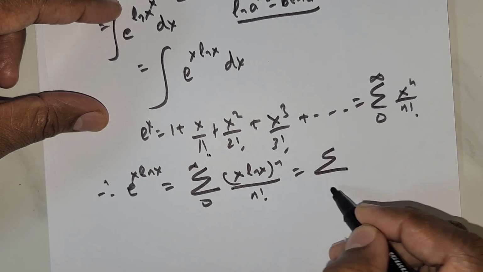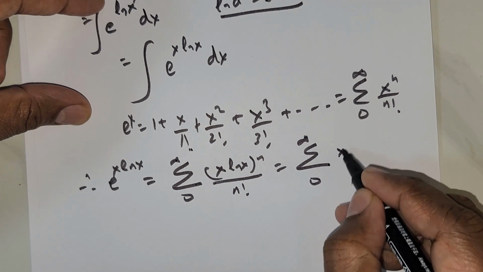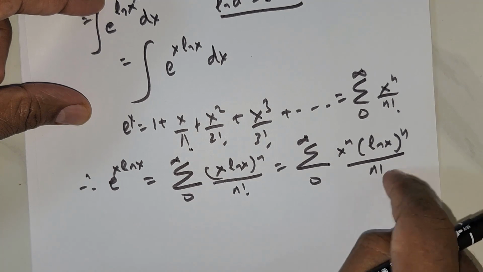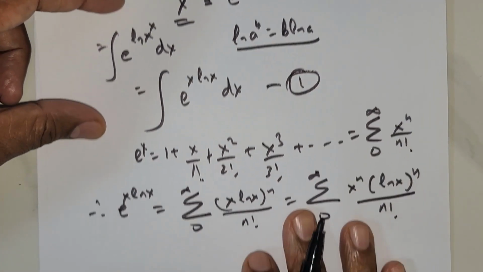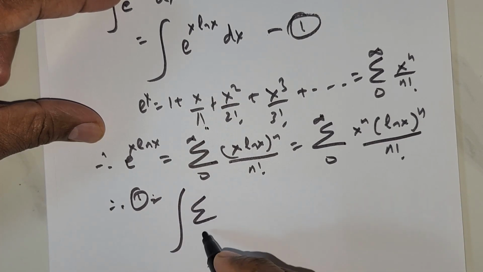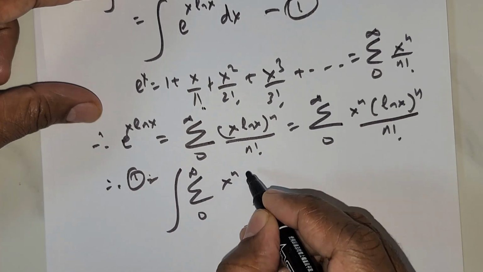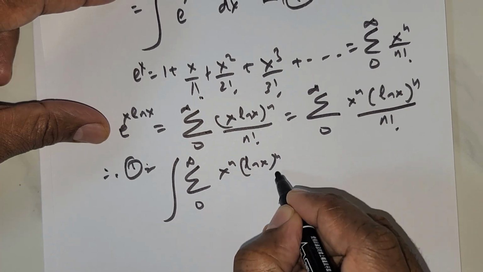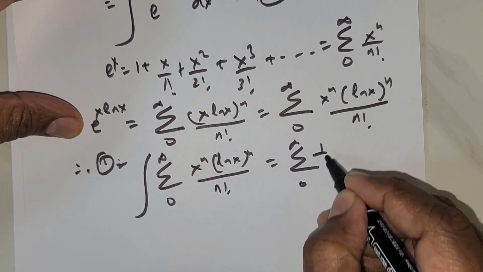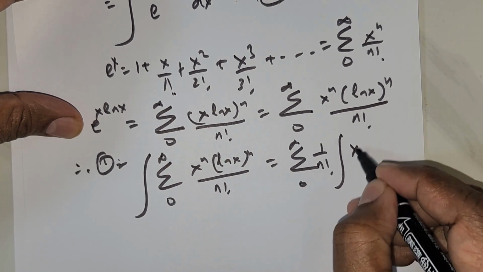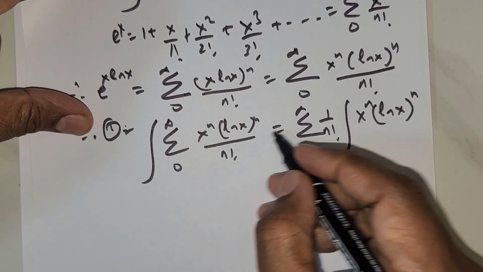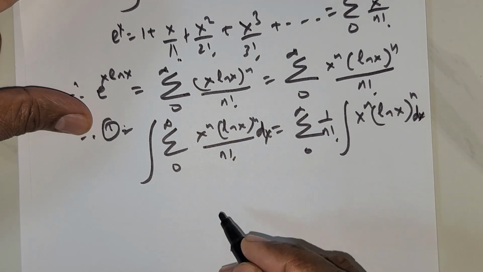Now this can be rewritten as the sum from n equals 0 to infinity of x raised to the power of n times ln x raised to the power of n divided by n factorial. So in place of this I will be utilizing this. If I take this as 1, I can rewrite 1 as the integral of sigma 0 to infinity of x to the power of n times ln x to the power of n divided by n factorial. This can be rewritten by taking sigma out: sigma 0 to infinity of 1 over n factorial times the integral of x raised to the power of n times ln x raised to the power of n. Of course you have the dx there, we need to place the dx.